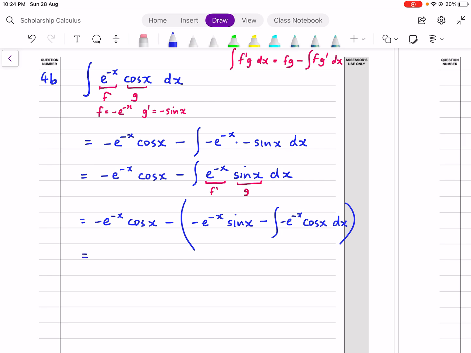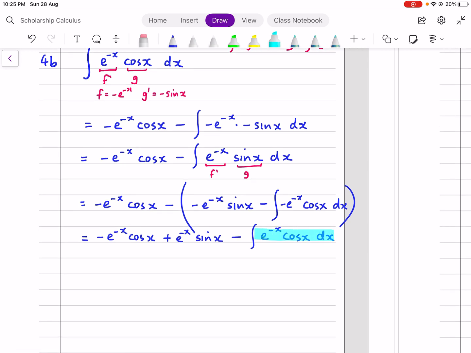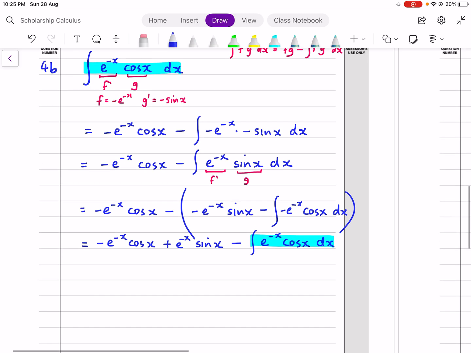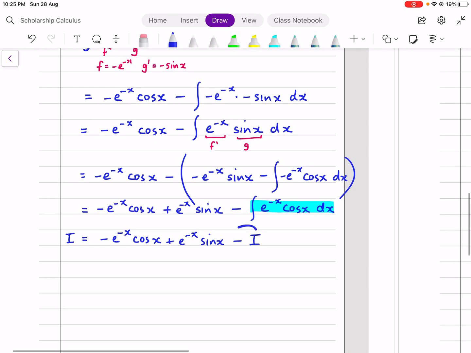Okay, now it looks like we've made no progress because we've appeared kind of where we started, but if I simplify this out, and that last one is a minus, minus, minus. Okay, so that's what I've got. And I've appeared with an integral on the right hand side, which actually was the same as the integral I started with. So what we do in a case like this is we go, let I be the integral we were trying to find. I is equal to e to the minus x cos x plus e to the minus x sine x minus the integral we started with. And if we put that on the other side, it's going to be 2I, and then I can divide by 2. I like to call this like a loop.